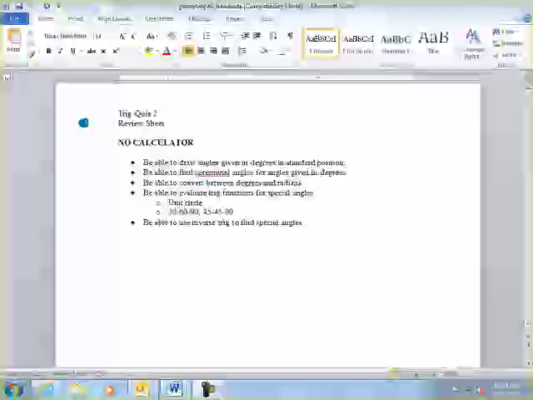The first type of question says to be able to draw angles given in degrees in standard position. And then the second one is being able to find coterminal angles in degrees. In our lesson, we did them both in radians. On the quiz, it'll just be in degrees. So let's look at some examples of those.